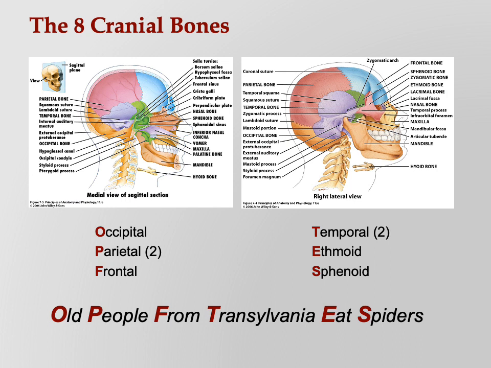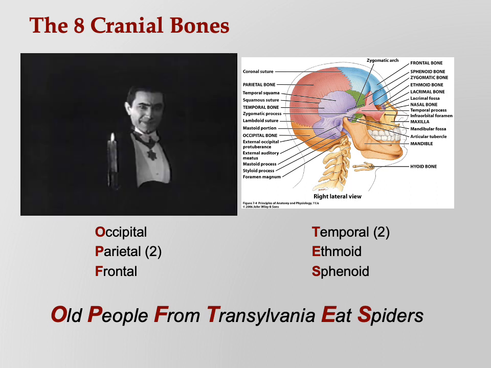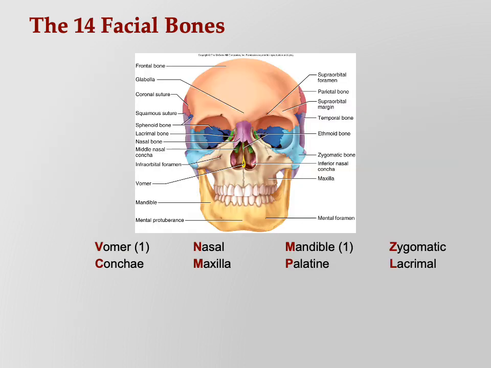And Transylvania, maybe you don't know where that is, that's where this guy comes from, Count Dracula from Transylvania. Then the 14 facial bones. So the vomer, so look in the nose hole there. See there's a bone at the bottom, yellow? That's the vomer.